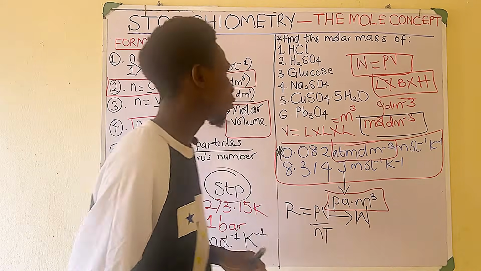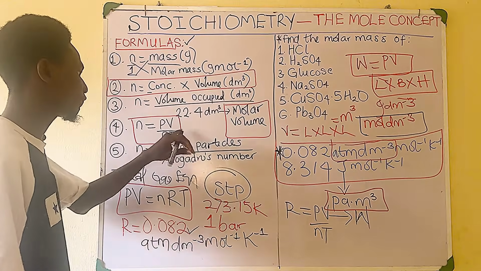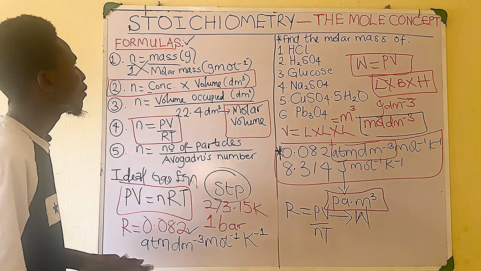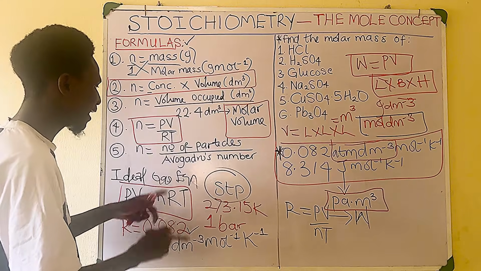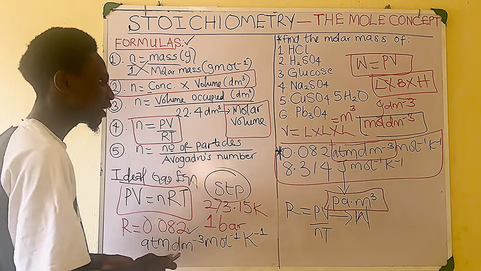Now, that is the fourth formula for number of moles: n equals PV over RT. Then n equals number of particles divided by Avogadro's number.